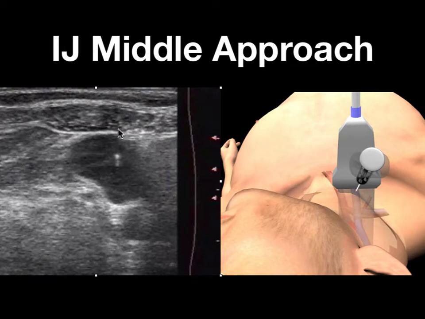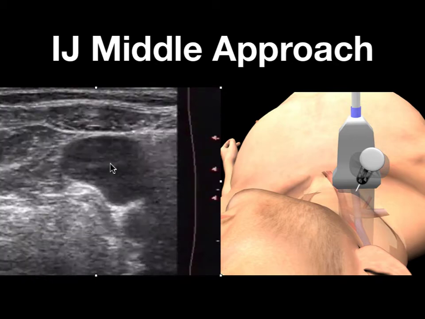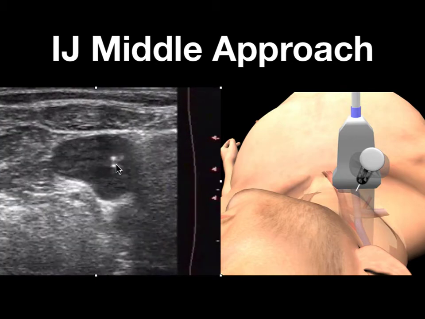You can see the needle is coming in this line here. You're only going to see the part of the needle that's directly underneath the beam, and here you can see the blip as the needle enters the vessel, and there it is again.